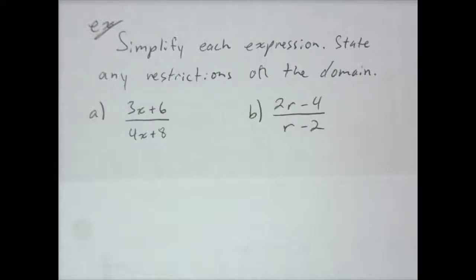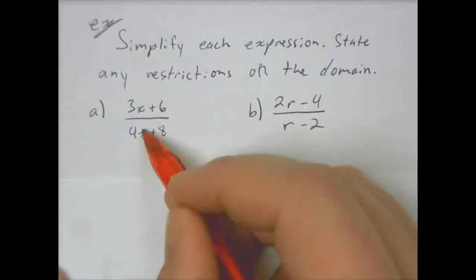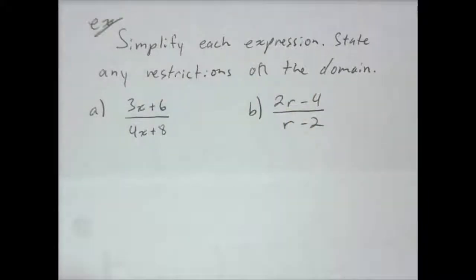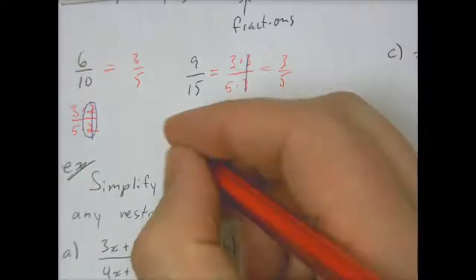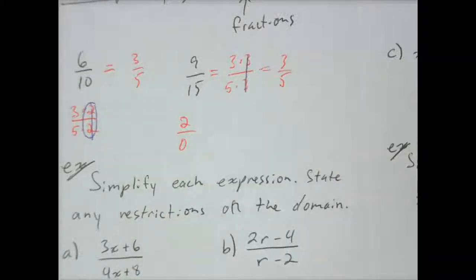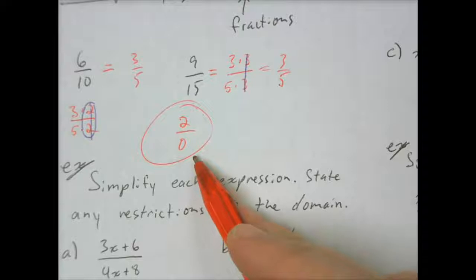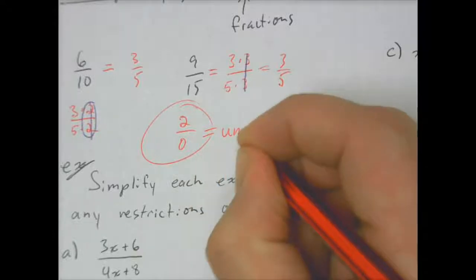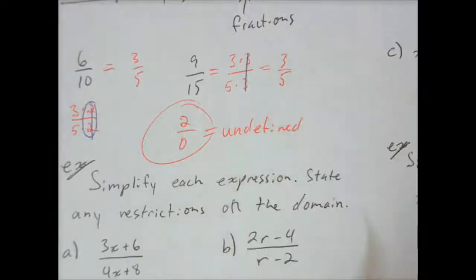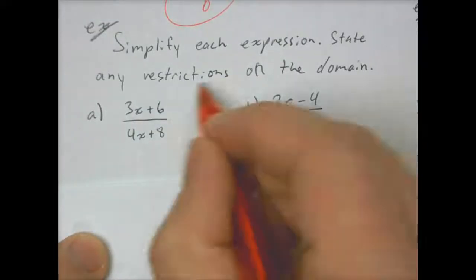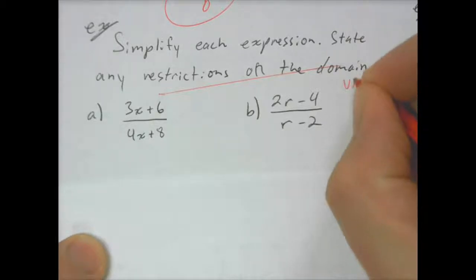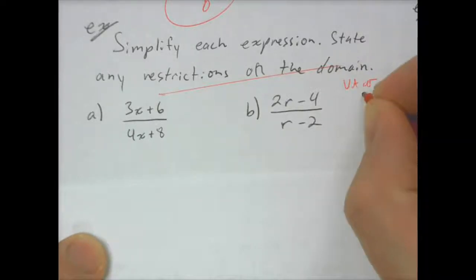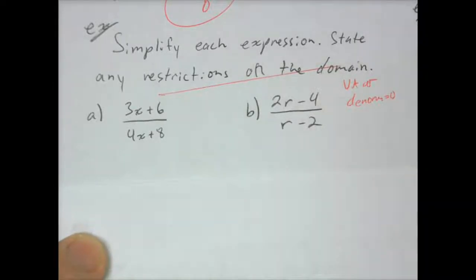So our directions here are simplify each expression. So this is my expression. State any restrictions on the domain. So any restrictions, please remember that you cannot divide by 0. Now right there, 2 divided by 0. That is not possible. That's saying how many times does 0 go into 2? Well, it goes in an undefined number of times. So it doesn't actually divide to anything. So this restrictions on the domain part, we are looking for our vertical asymptotes, or when our denominator equals 0. That's what we're going to be looking for.